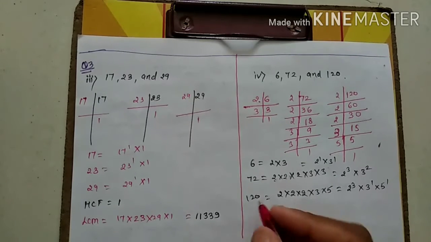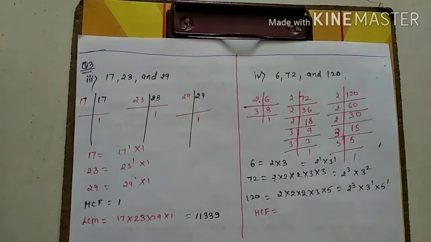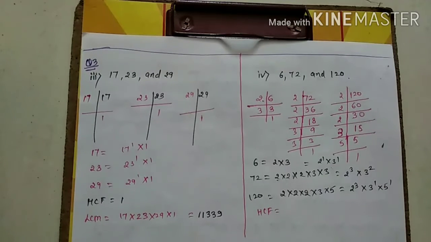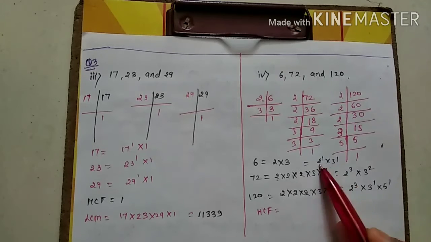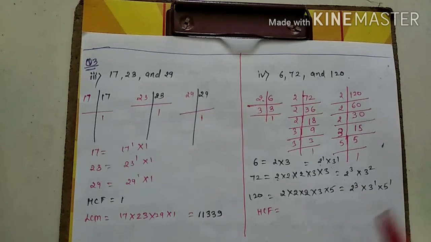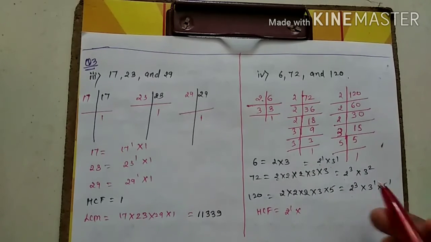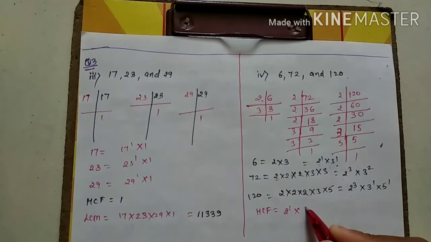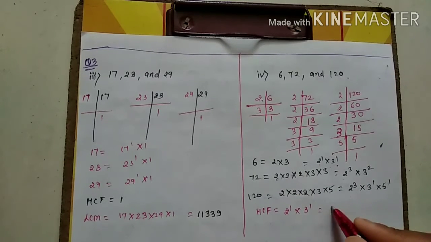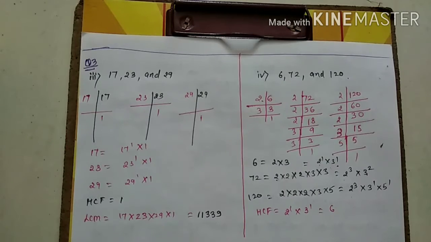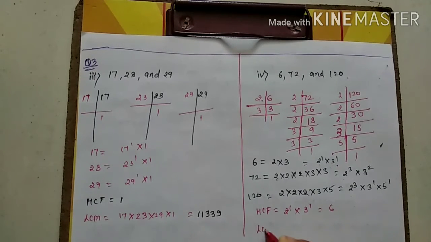Now you have to find LCM and HCF. Very easy way. HCF is what? Common factors with the lowest power. Just check: 2 here, 2 here, 2 here. So the lowest power is 2 the power 1. After that 3, 3 and 3, 3 the power 1. So 3 2s are 6 is my HCF. 6 is my HCF and my LCM is, just check.